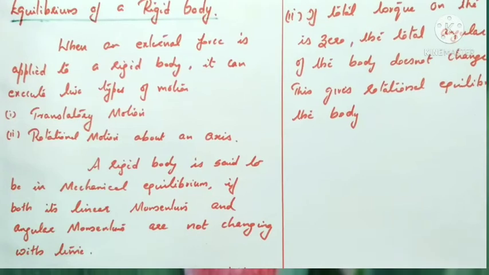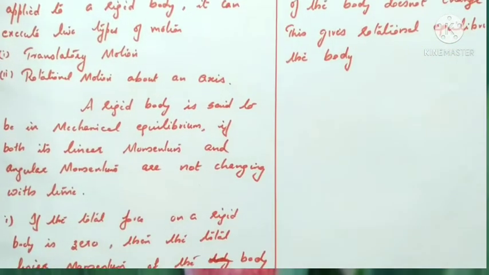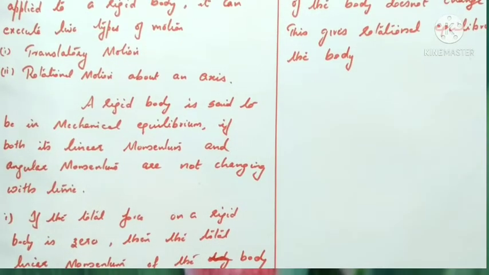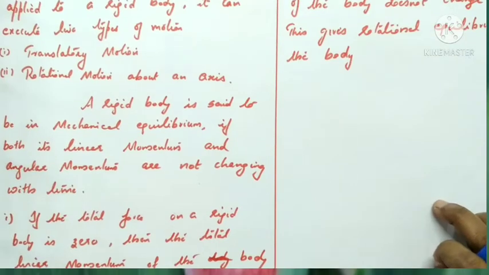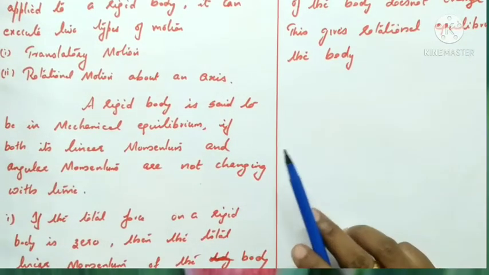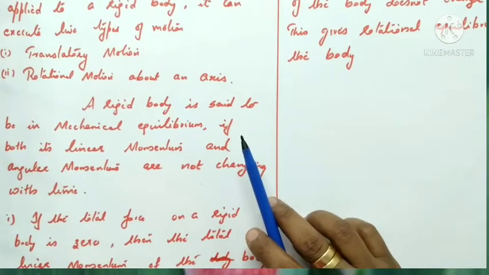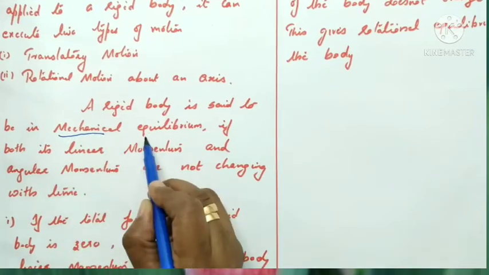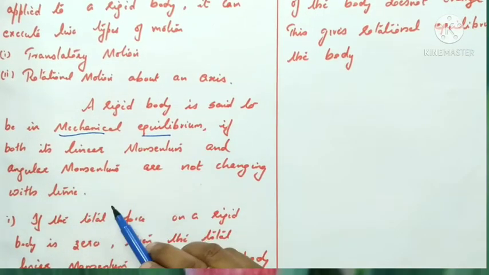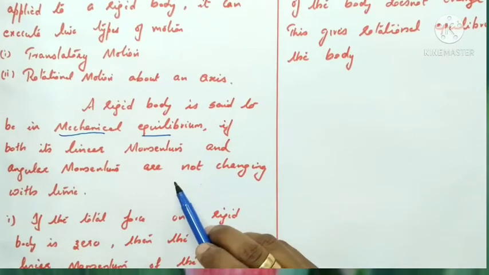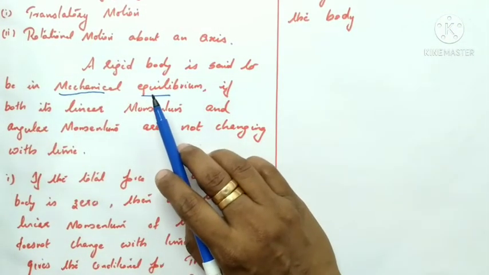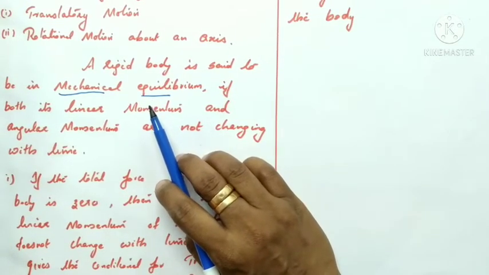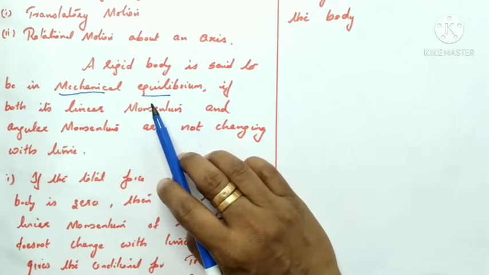A rigid body is said to be in mechanical equilibrium if both its linear momentum and angular momentum are not changing with respect to time. So if both angular momentum and linear momentum of a rigid body remain constant with time, then we can say that the rigid body is in mechanical equilibrium. Mechanical equilibrium means if linear momentum remains constant, that is one type of equilibrium. If angular momentum remains constant, that is another type of equilibrium.